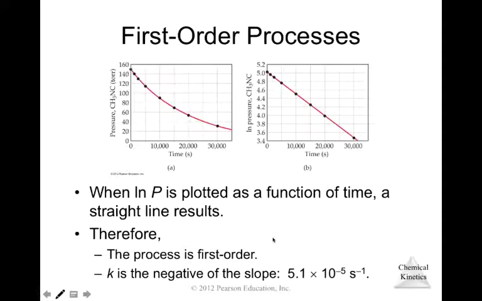And if you want to figure out the k, k is the negative of the slope, which happens to be 5.1 times 10 to the minus 5th per second. So just by graphing the data in different representations, you can figure out what's going on with the reaction.